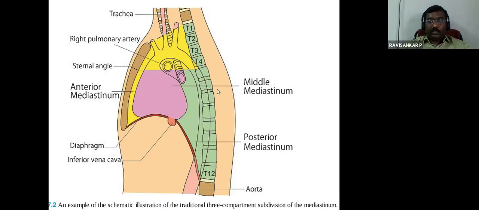The mediastinum is divided in a four compartmental model, where it is divided into superior mediastinum, anterior mediastinum, middle mediastinum, and posterior mediastinum.